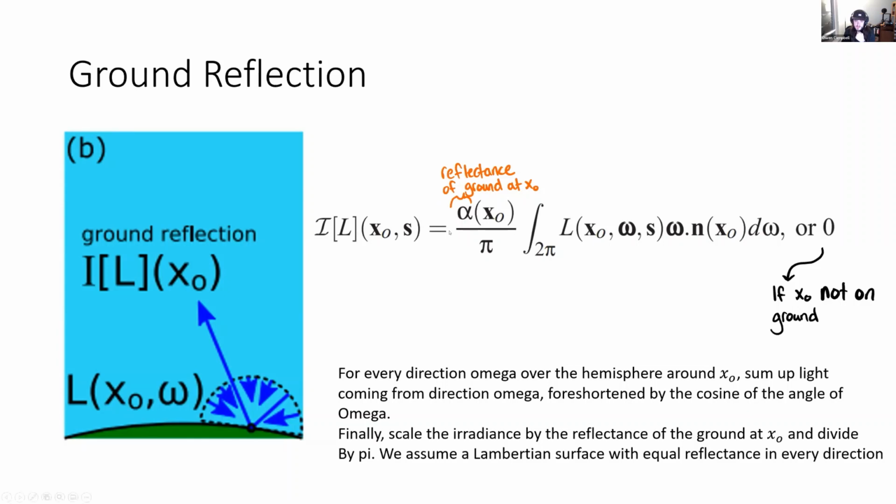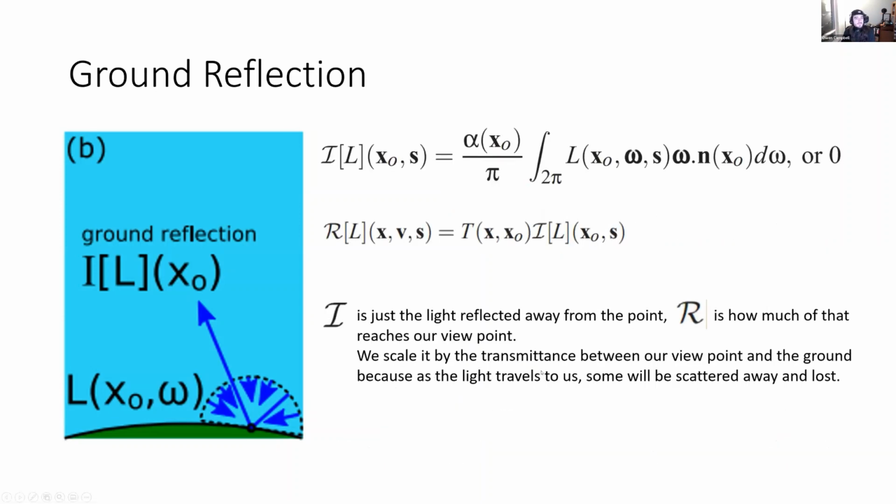And the first coefficient there is really just the reflectance of the ground, divided by pi for a Lambertian reflectance. So that is just how much light reflected off of a point.